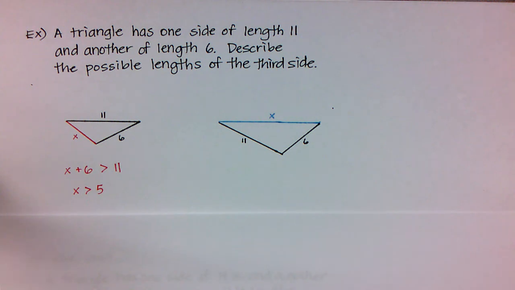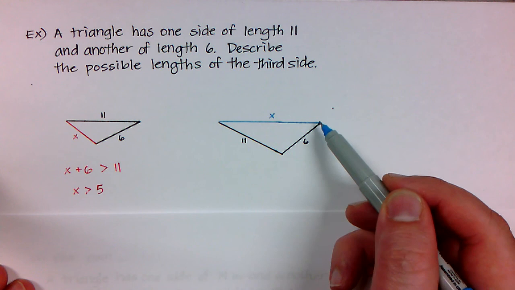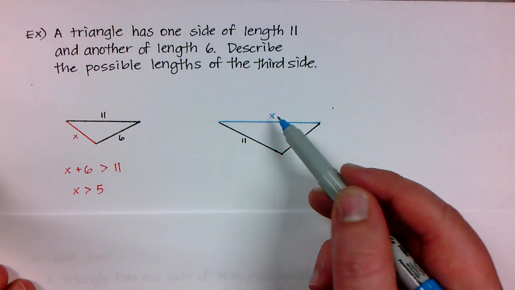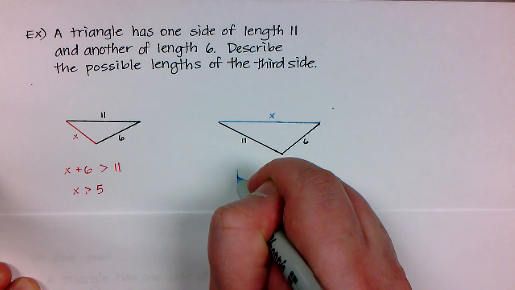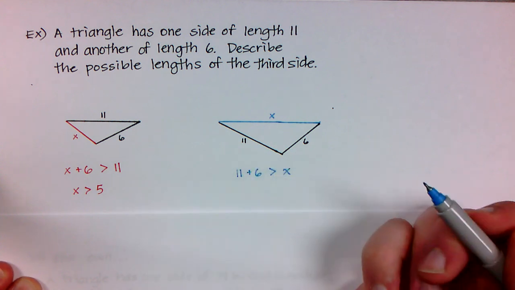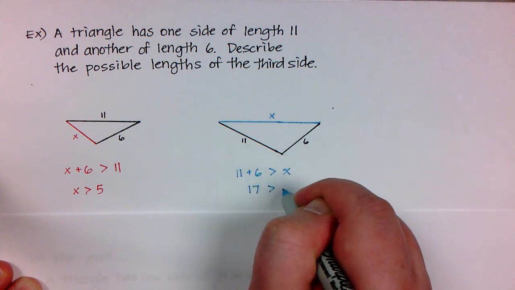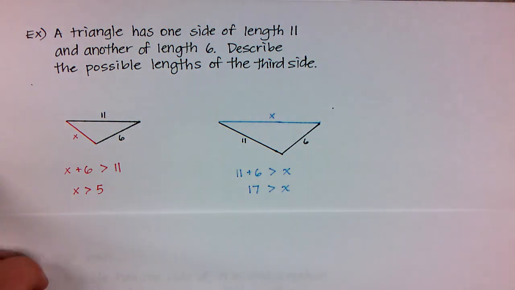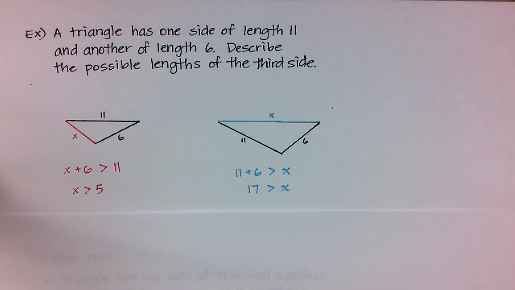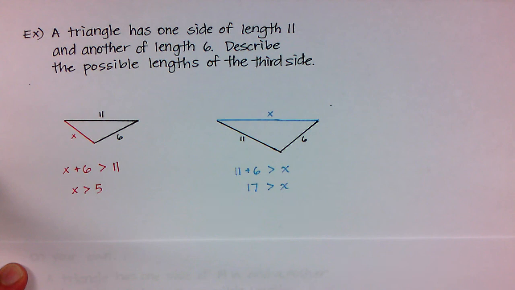Similarly, in this other one, maybe the 11 and the 6 were the shortest sides, and I had another side that was actually longer. So this is the missing side. What I would do is kind of the same thing. I know that 11 plus 6 must be greater than that third side. 11 plus 6 is 17, which means that 17 must be greater than x. Because I'm given two different inequalities, I must put those together in the end to find the range for the x's.